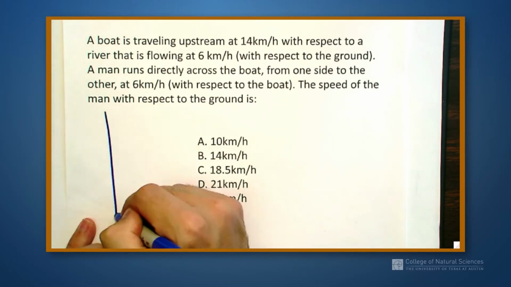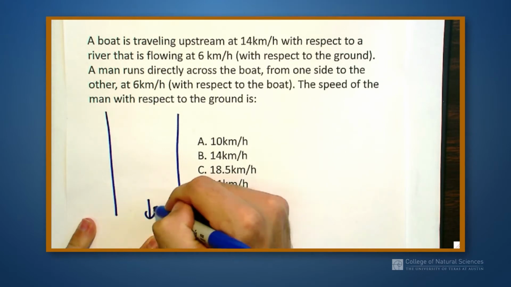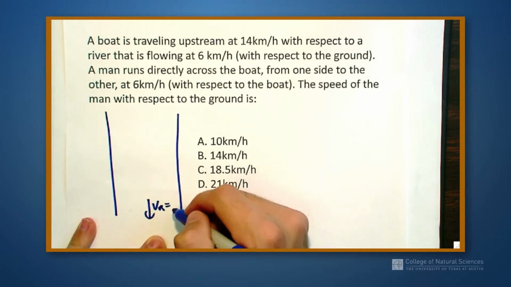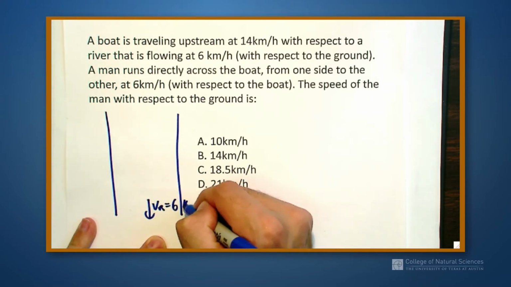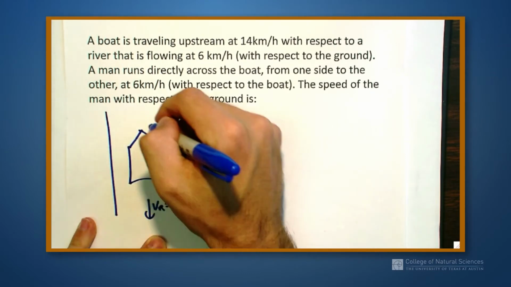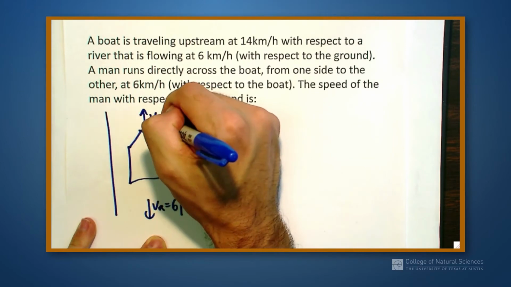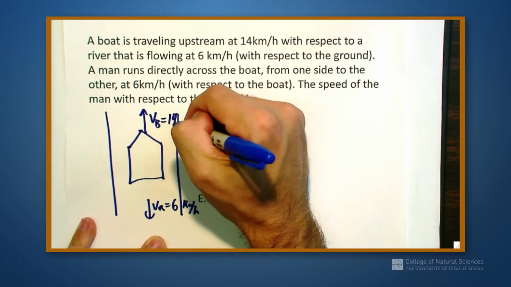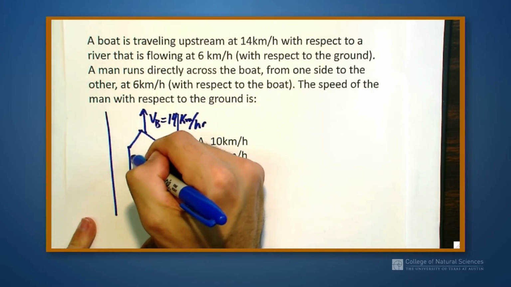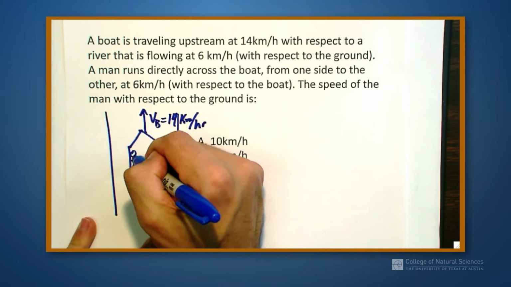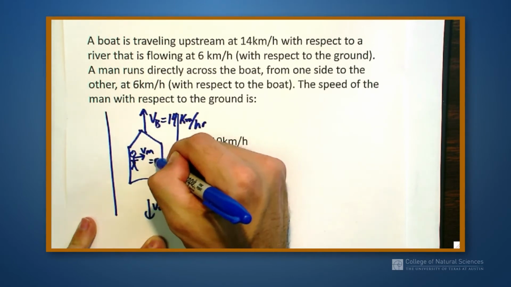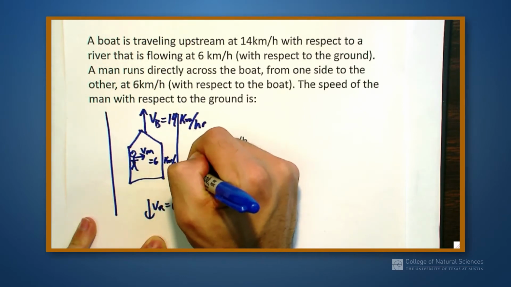So let's draw a picture first. I know that I have a river. The river is going in the downward direction and it has a value of 6 kilometers per hour. I have my boat going upstream at a velocity of 14 kilometers per hour. And I have a person going across. Velocity of the man is equal to 6 kilometers per hour.